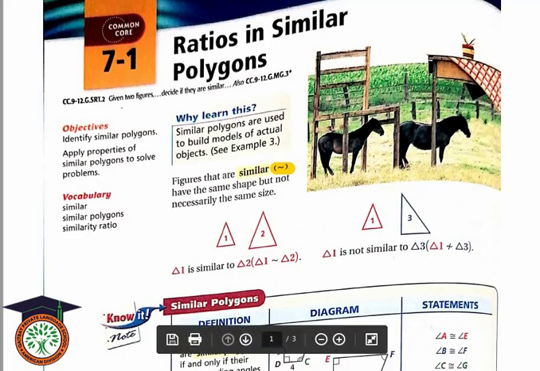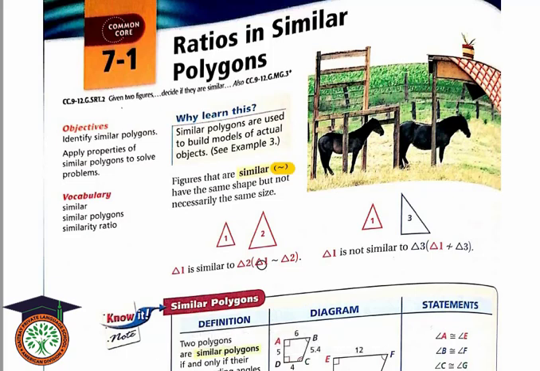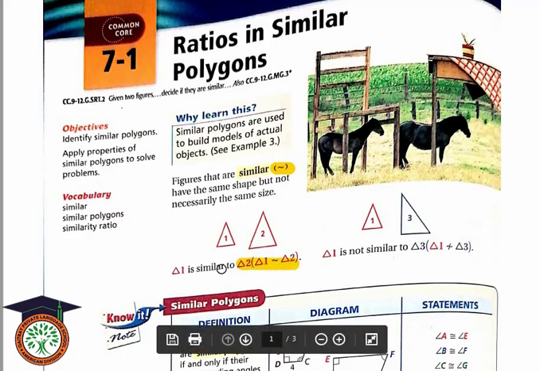So if I have two triangles, the first one is a small one, and I have the second one, they are similar from the figure. But one is small and the other is big. So triangle 1 is similar to triangle 2. I can write it as triangle 1 similar to triangle 2.